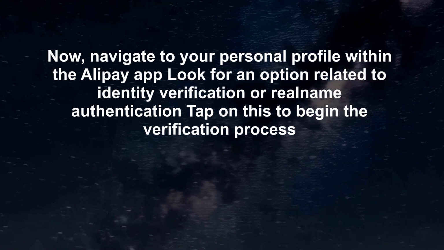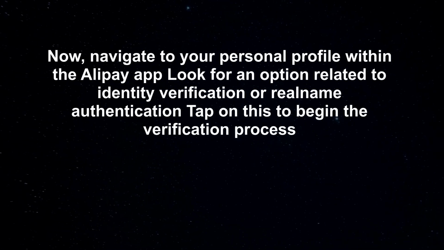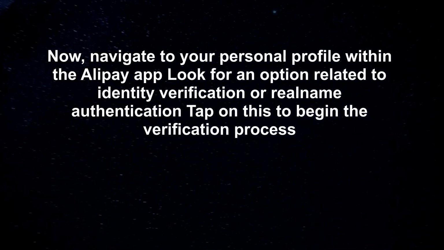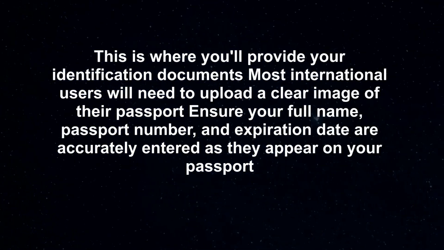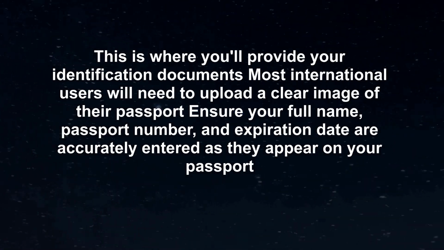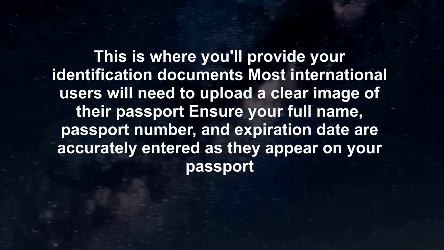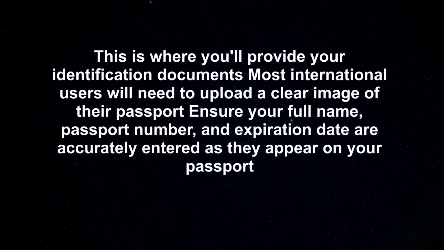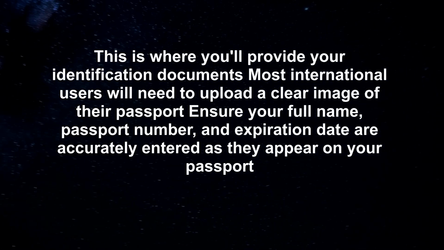Now, navigate to your personal profile within the Alipay app. Look for an option related to identity verification or real name authentication. Tap on this to begin the verification process. This is where you'll provide your identification documents. Most international users will need to upload a clear image of their passport. Ensure your full name, passport number, and expiration date are accurately entered as they appear on your passport.